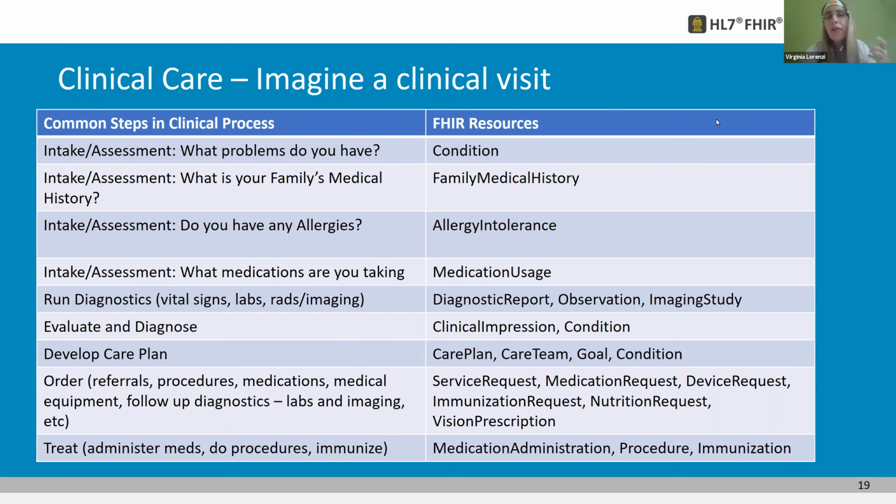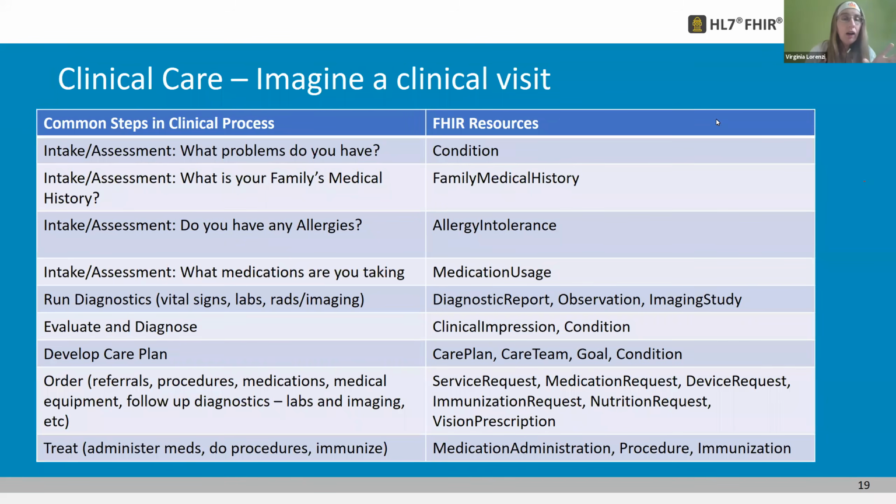And then the clinician is going to want to evaluate and diagnose. They're probably going to rule out some conditions and add conditions in, and maybe have a clinical impression. Then they're going to want to decide how to treat. Deciding how to treat is developing a care plan. So making a plan. I'm going to talk a little bit more about care plan in a minute.